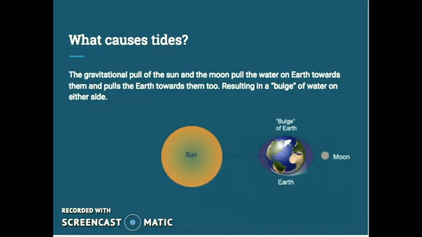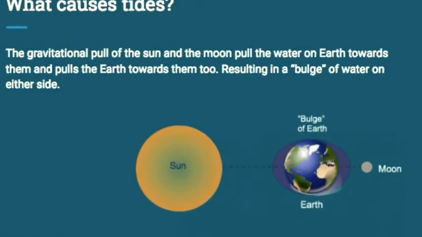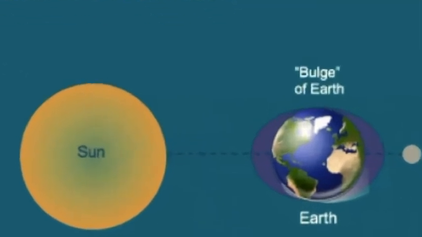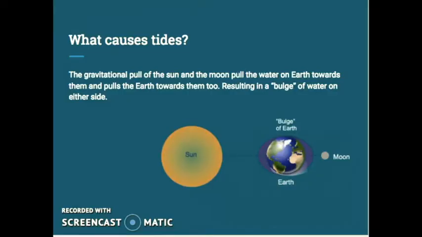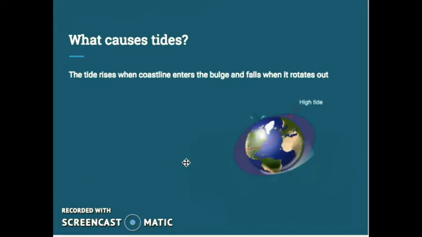The gravitational pull of the moon and the Earth also pulls the Earth a little bit, so you end up with a bulge of water here, but also a bulge of water behind where the Earth got pulled out of that area. Then we have tides when different parts of the Earth rotate in and out of that bulge of water. If an area rotates into the bulge of water, then it's a high tide, and out of it would be a low tide. There's another video that explains this.